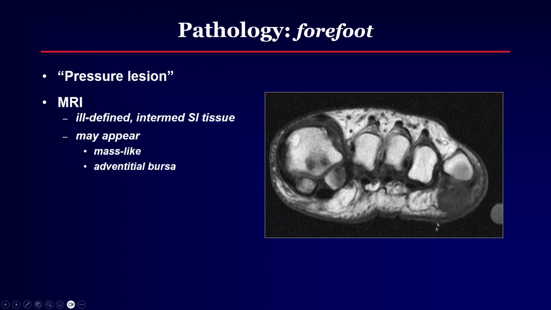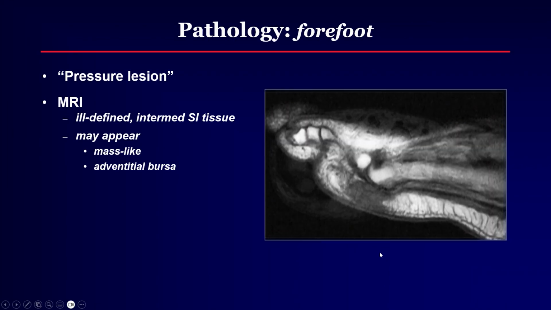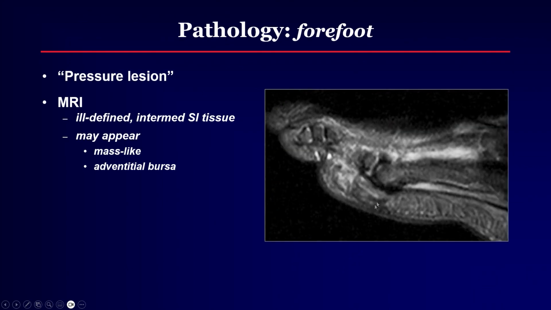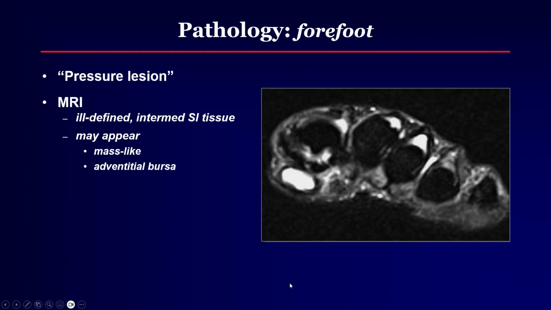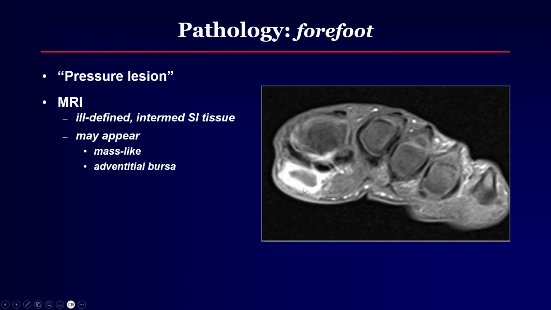You look on T1, that thing really looks mass-like, but it's really fibrotic tissue in the plantar fat, and if it's under a pressure point, I just say there's a pressure lesion. T2, it's not very exciting because there's a lot of fibrosis there. Here was an interesting one. It looks much more circumscribed than normal. That's T2. And that's gadolinium, and this becomes an adventitial bursa at times where it just cystifies centrally.